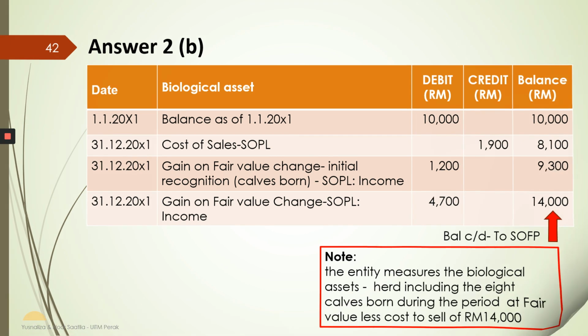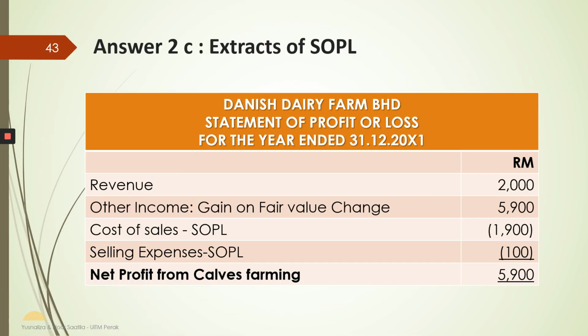And let us look at the effect in the statement of profit or loss. So revenue, we are trying to find net profit from the farming activities. Revenue is recorded there, and then other income is the fair value gain, which is as a result of 4,700 plus 1,200, and this is from the cost of sale, and this is from the selling expenses. So your net profit from farming is 5,900, and that will be added to maybe the profit from other sources.